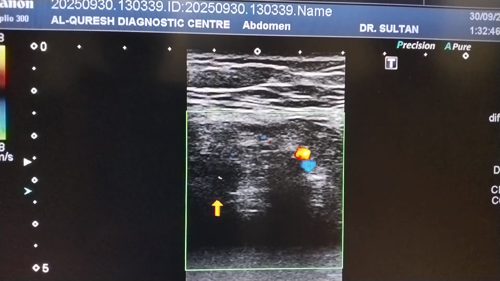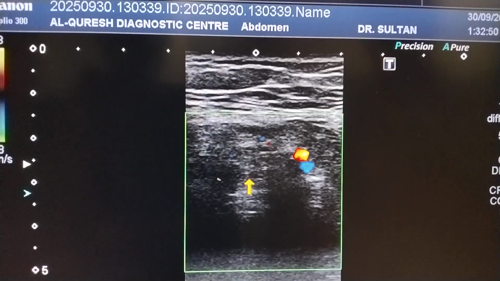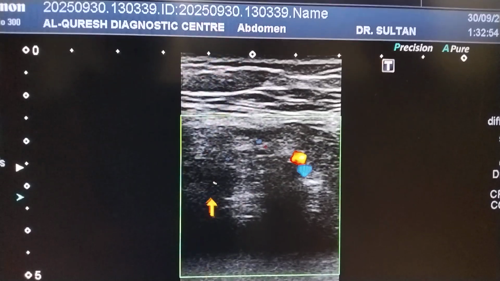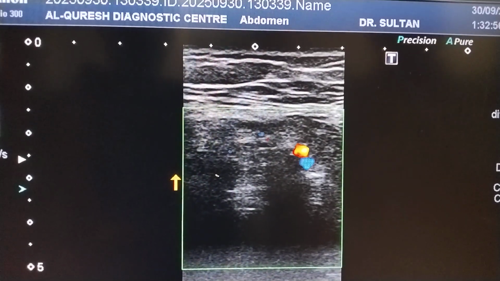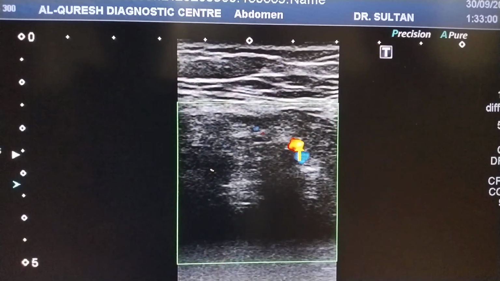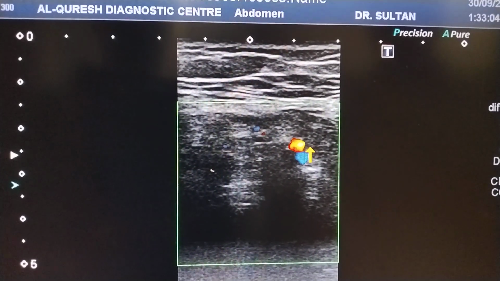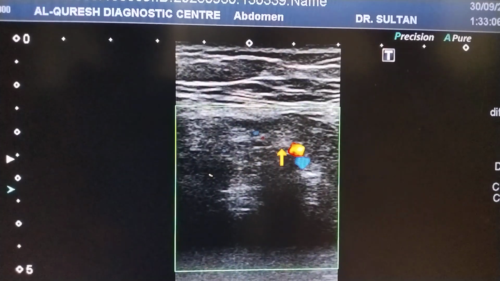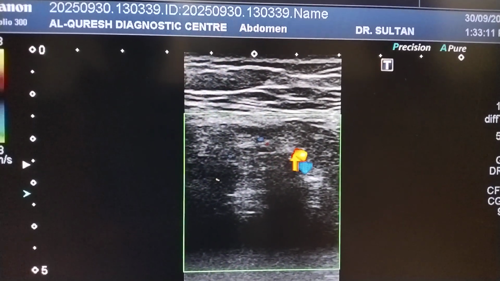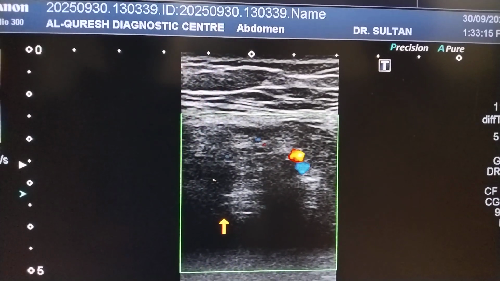Here I can again tell you, this is the herniated segment projecting outward. This is the deep inguinal ring. This is the lateral side, and this is the medial side. And this is the inferior epigastric artery that is pushed medially due to this herniated segment. This herniated segment is lying lateral to the right inferior epigastric artery, as this is the right inguinal region.